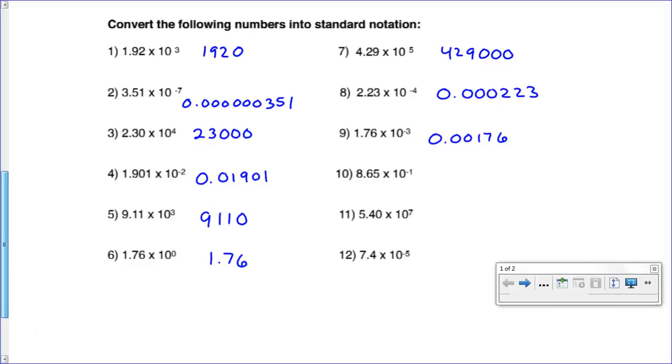Number 10, 8.65 times 10 to the negative 1. We're bumping this over just 1 spot, okay, making it into a smaller number, so we go over here to the left, 0.865, and then I add that 0 up front just to make it look good, 0.865.